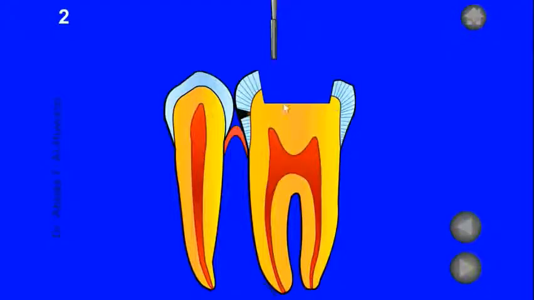Step 1. Place the fissure burr at the pulpal floor of the Class 1 cavity. Then move the burr towards the carious side.